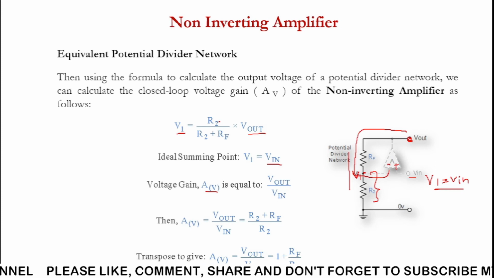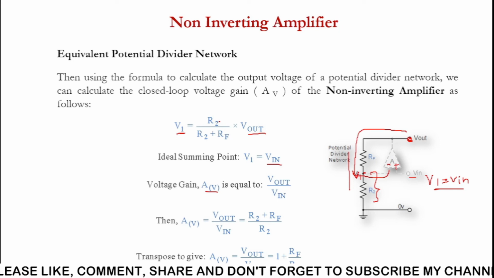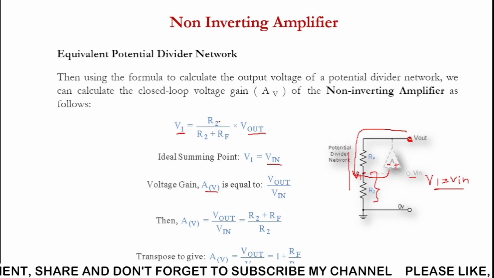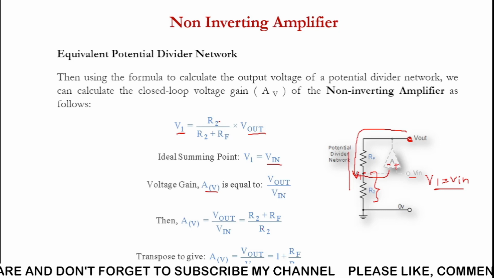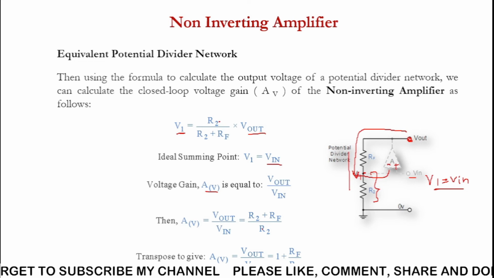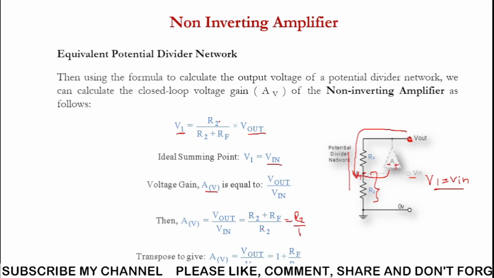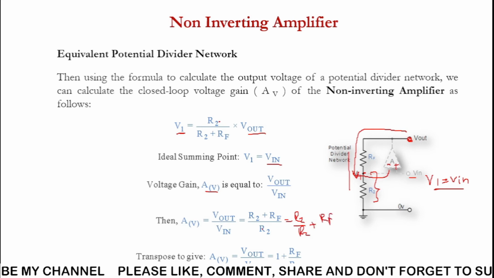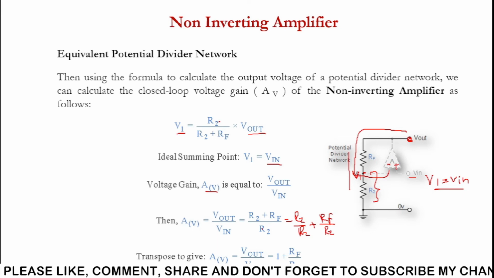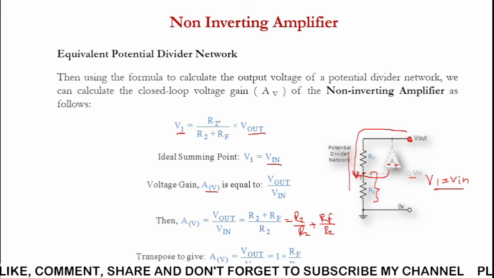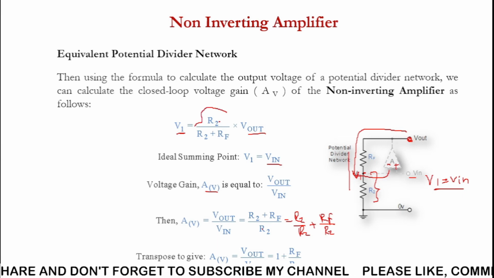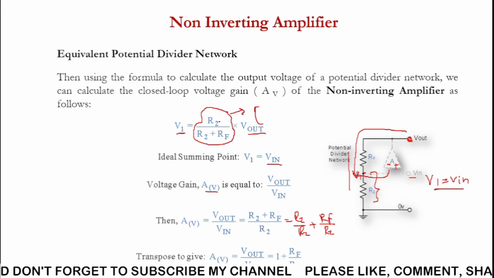So now we have Vin and we have Vout. If we take Vout upon Vin, we'll get the gain formula. So the voltage gain AV is equal to Vout divided by Vin. If we put the value of V1 as Vin, we will have Vout upon Vin equal to R2 plus Rf divided by R2. So that is 1 plus Rf divided by R2, as R2 divided by R2 cancels. We get finally 1 plus Rf divided by R2.